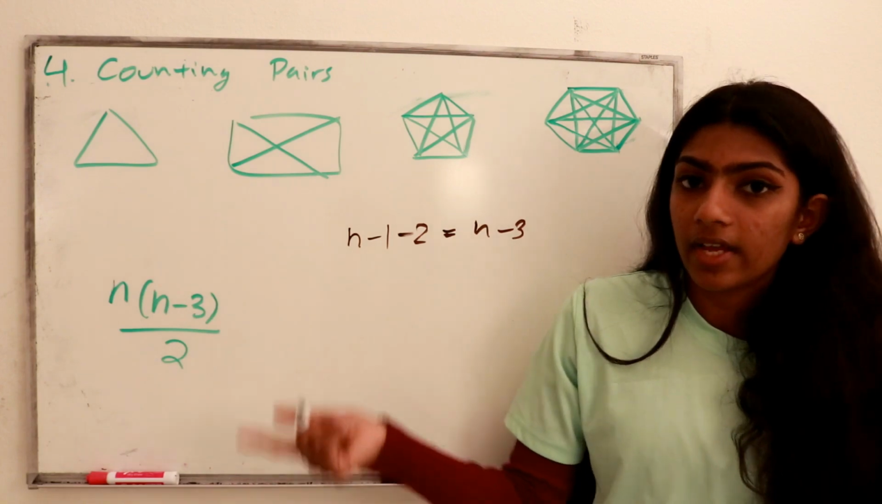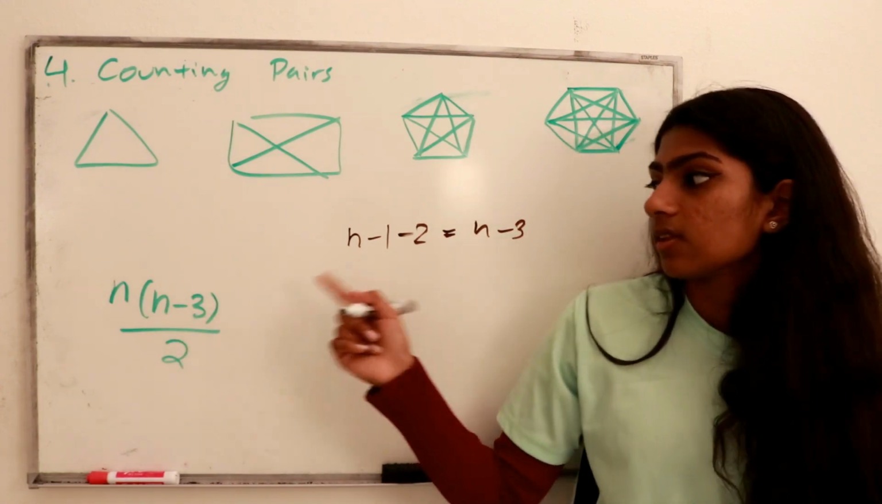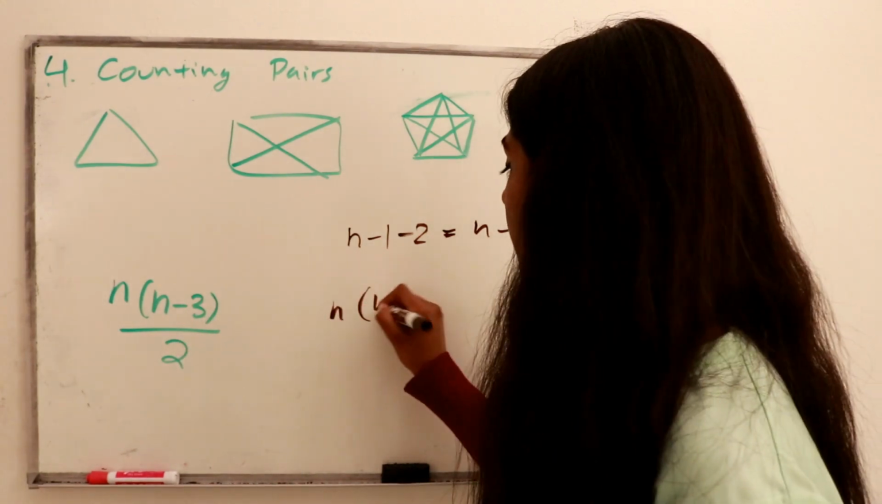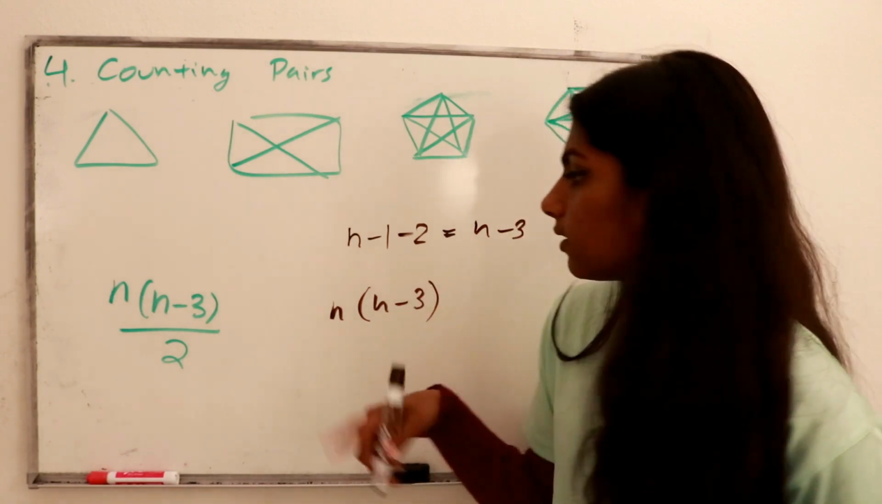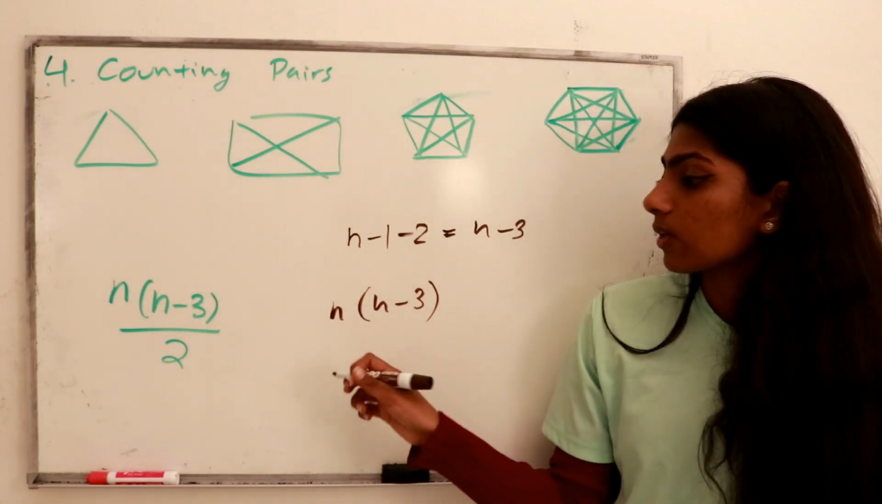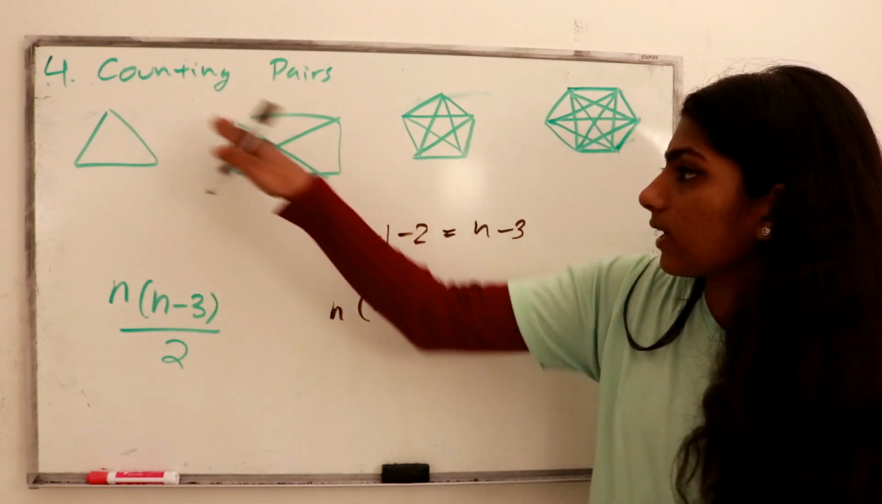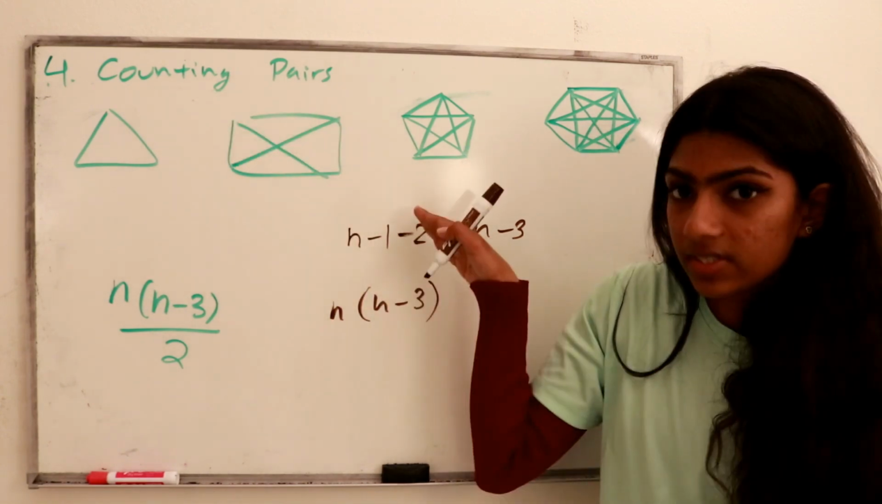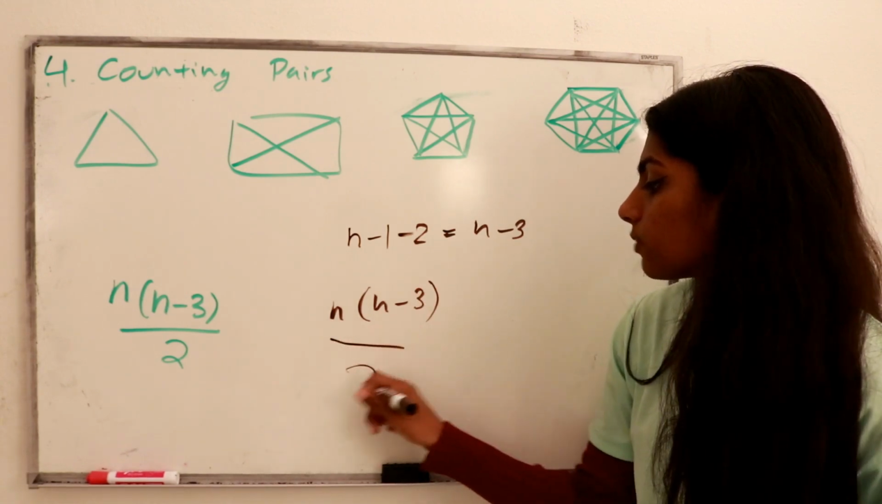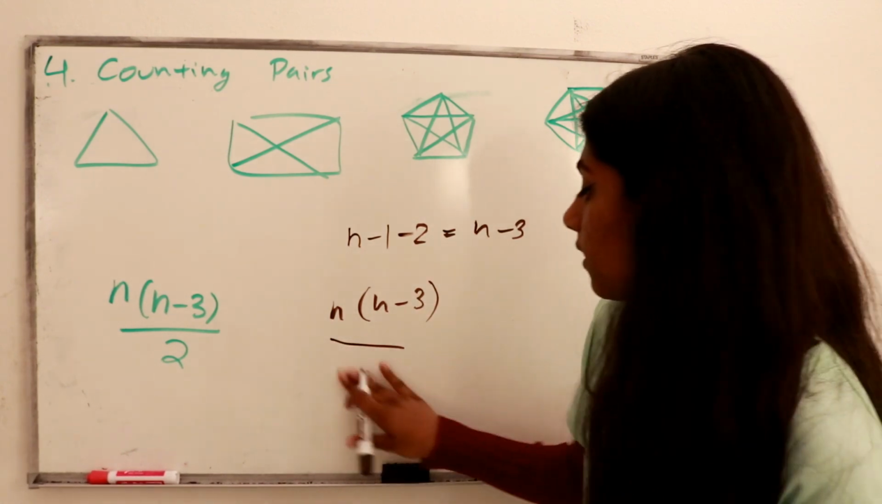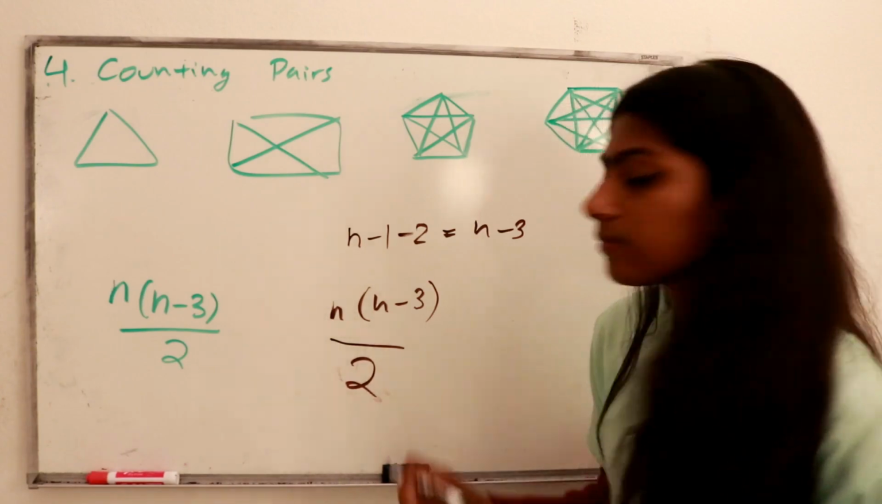And because each polygon has n vertices, we can say that n times n minus 3 is going to give us that. Then we're going to divide it by 2 because we don't want to count each diagonal twice. Like we don't want to count this diagonal and this diagonal. So we're going to divide by 2 so we don't account for each diagonal twice. And that gives us our equation.